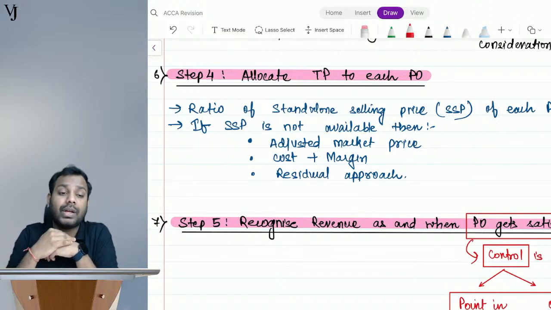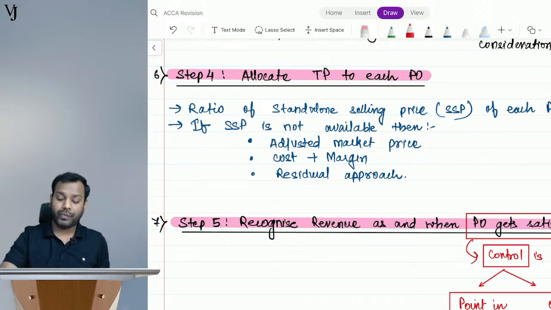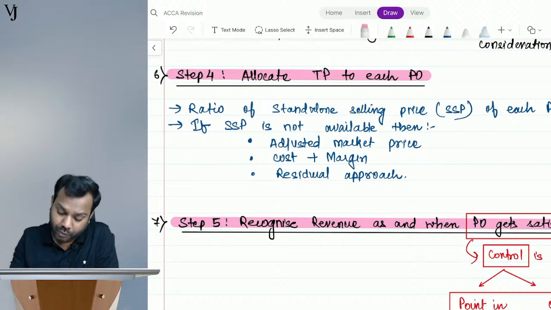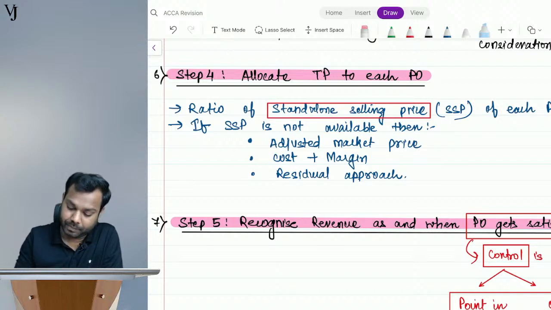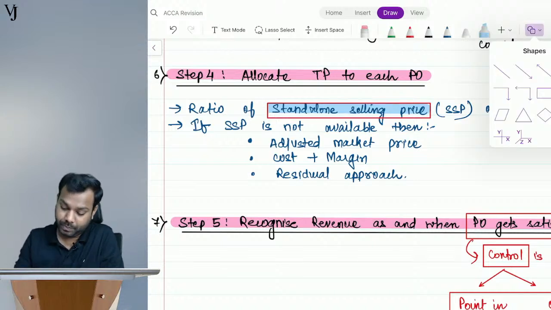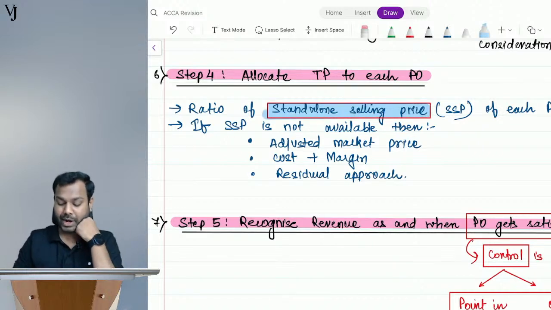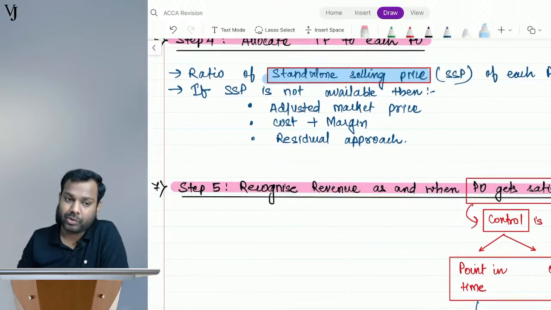In the ratio of the standalone selling price of each of the goods or services. In the ratio of standalone selling price of each performance obligation, okay.